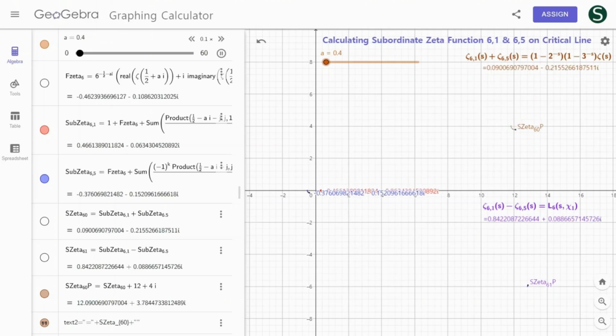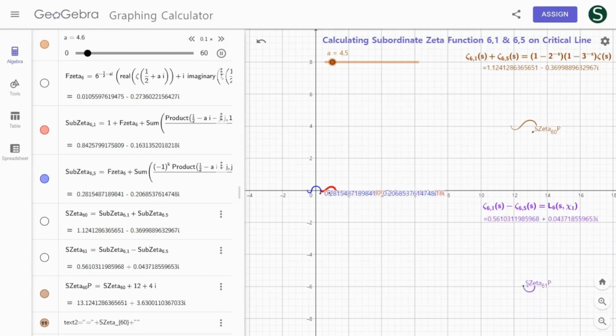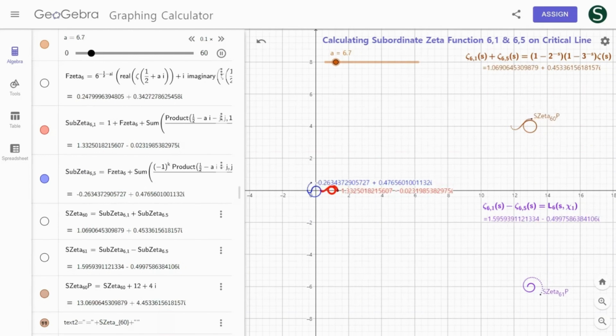By the binomial theorem of the zeta function, the subordinate zeta functions 6,1 and 6,5 located on the critical line can be obtained, and the zeta function and the L function of mod 6 can be derived from the subordinate zeta functions 6,1 and 6,5.